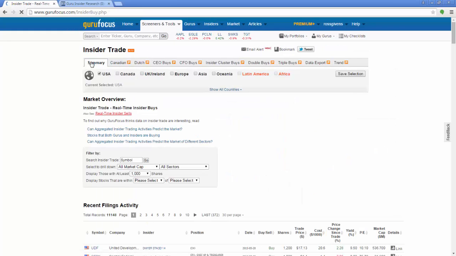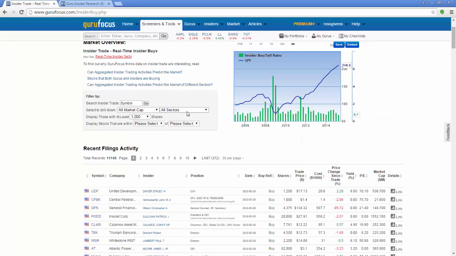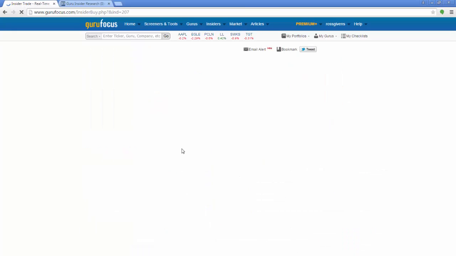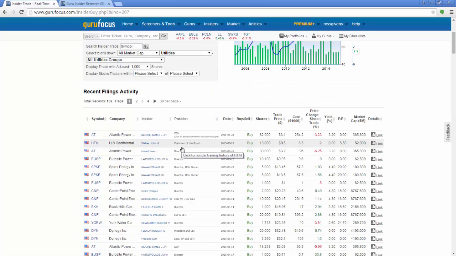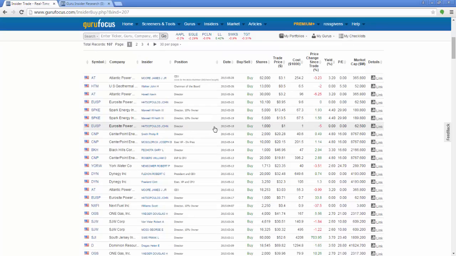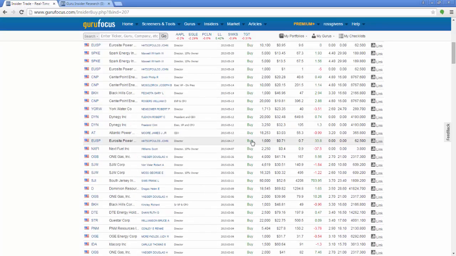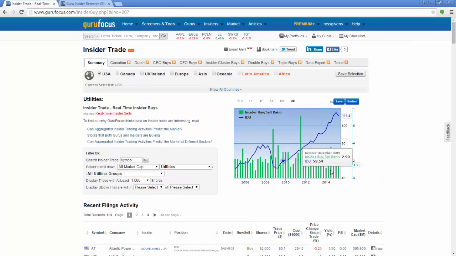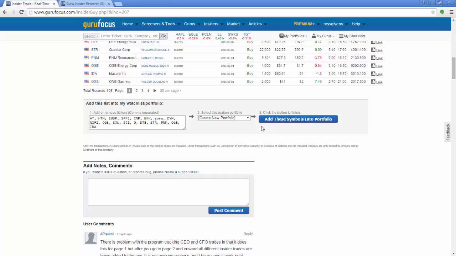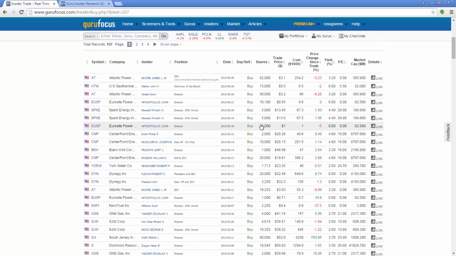So we can then go back to the summary page here, and we are looking for utilities, or let's see, utility stocks. And this is going to show us which stocks have been getting the buys. Now, another thing you can do is filter this by, what I like to filter it by is the cost right up here in the top.